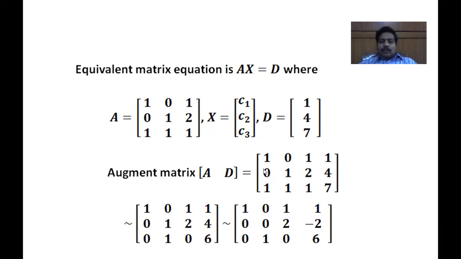In the second row, it is 0 already. So R3 goes to R3 minus R1. Will give you this matrix. 1 minus 1 is 0, 1 minus 0 is 1, 1 minus 1 is 0 again, 7 minus 1 is 6. And in this one, we are making this 0. R3 goes to R3 minus R2. So 1 minus 1 is 0, 2 minus 0 is 2, 4 minus 6 is minus 2.